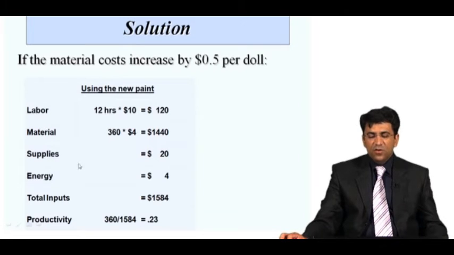Then supplies cost again will remain the same, that is $20. Energy cost will remain the same, and now the input cost is equal to $1584, and the productivity in this particular case will be equal to, again, output over total input, which is equal to 0.23. So in this way, students, we can extract the particular information in order to solve the problems and in order to measure the productivity in organizational settings.